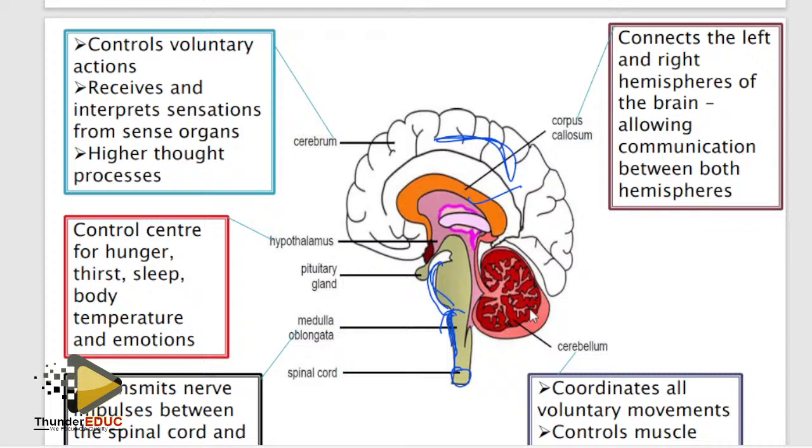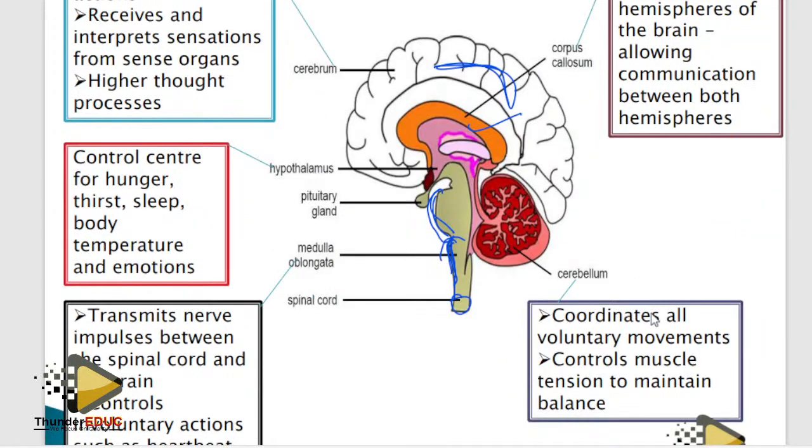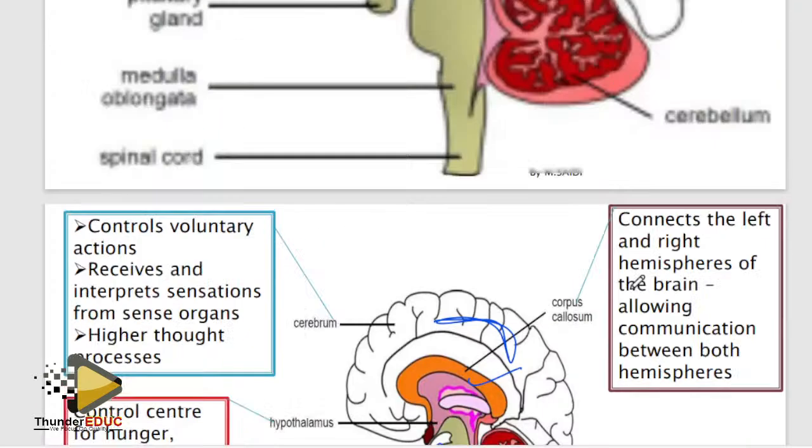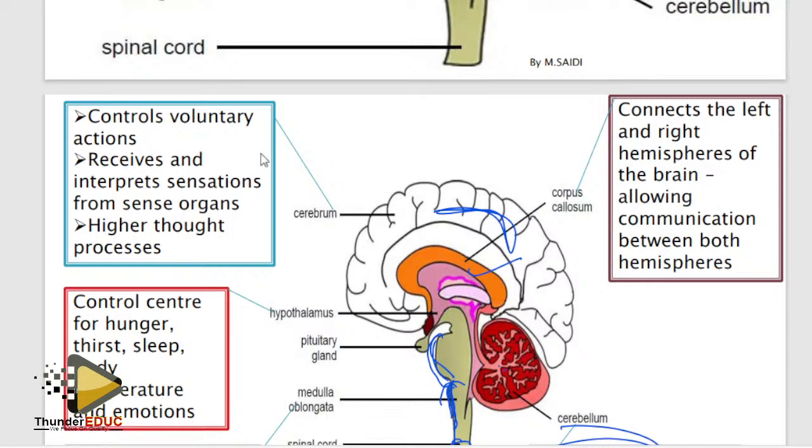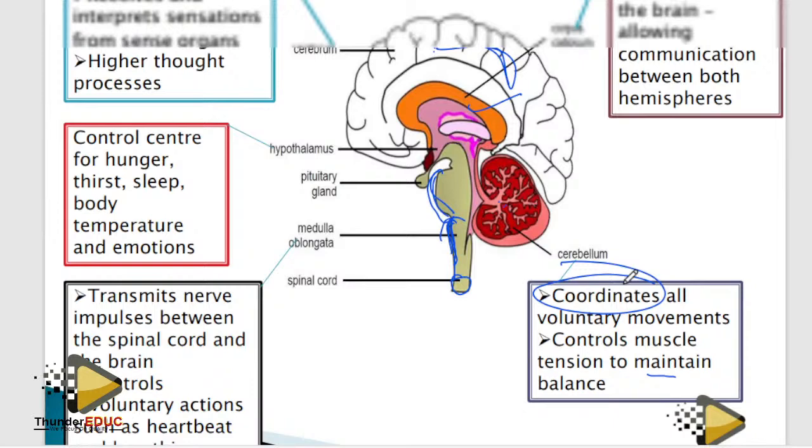This one coordinates all voluntary movements. It does not control voluntary movements, but it coordinates voluntary movements. It controls balance and muscle tone. You understand? What controls voluntary actions is the biggest part of the brain. So I think now you are getting it there.